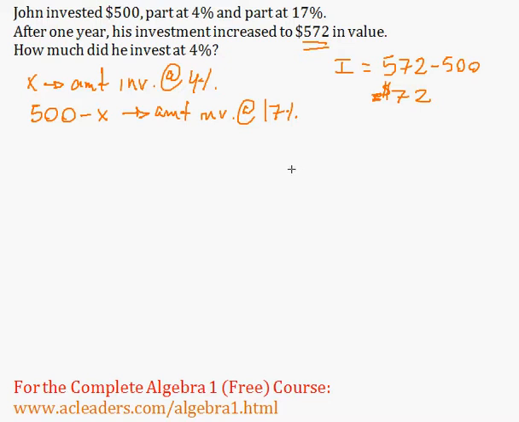Alright, now let's talk about the formula here. Interest is just PRT. That's simple interest. And interest is equal to principal times rate times time. Here we're just talking about 1 year, so time is just 1. And now let's do one thing here. Total interest is going to be equal to interest at 4% plus interest earned at 17%.